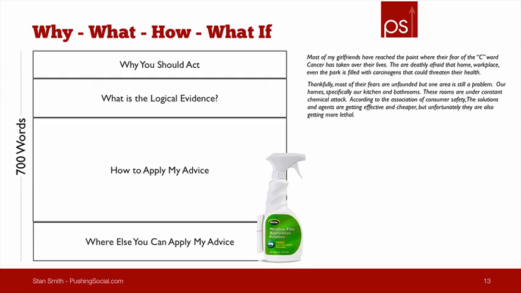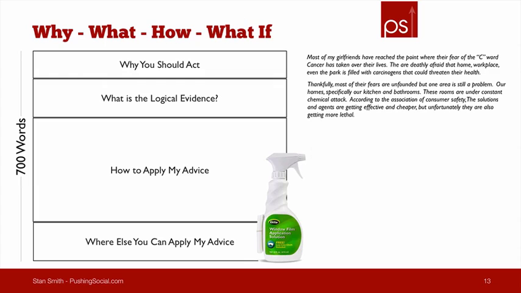Okay, so if anybody's been there, and quite frankly, I'm getting to that point where I'm wondering, what are the carcinogens in my environment that I'm unaware of? So this logical evidence is, thankfully, most of their fears are unfounded, but one area is still a problem. Our homes, specifically our kitchens and bathrooms. These rooms are under constant chemical attack. According to the Association of Consumer Safety, the solutions and agents are getting effective and cheaper, but unfortunately, they are also getting more lethal. So again, you have this Association of Consumer Safety study providing that logical evidence behind this particular fear.